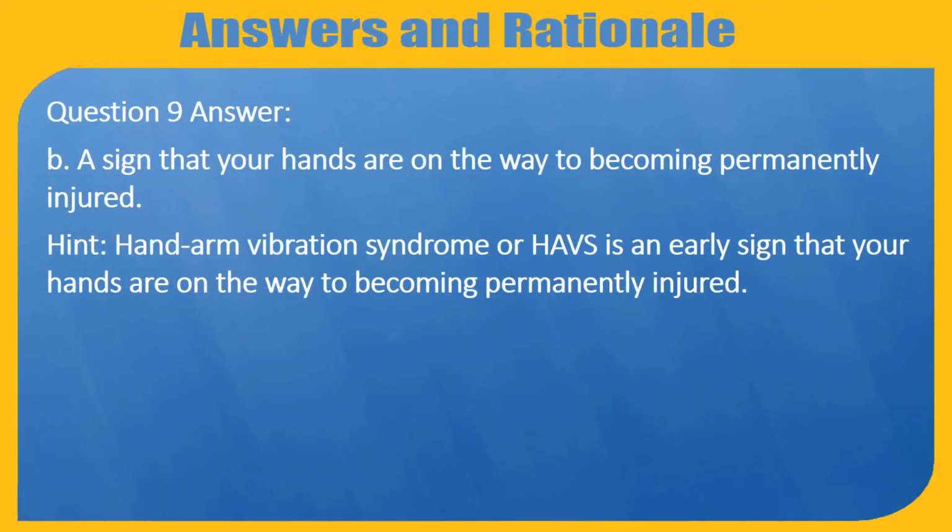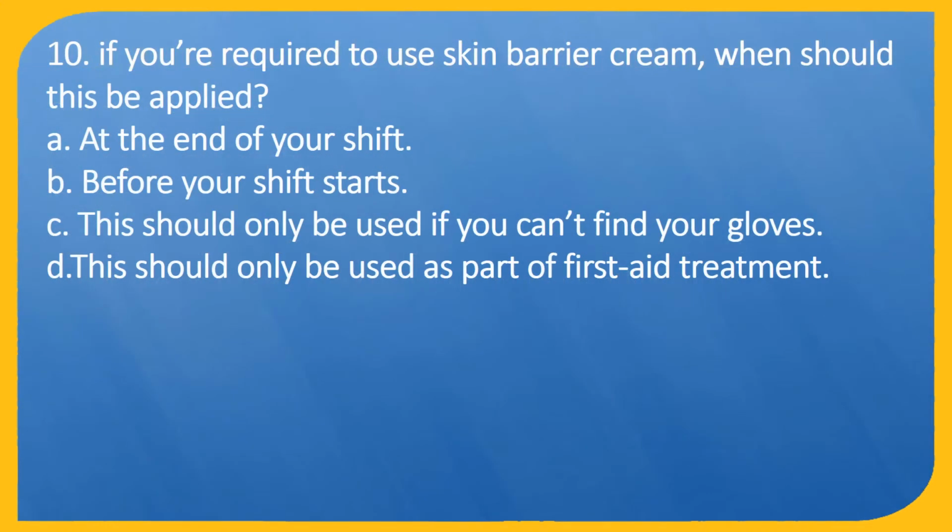Question 9. Answer: B. A sign that your hands are on the way to becoming permanently injured. Hint: hand-arm vibration syndrome, or HAVS, is an early sign that your hands are on the way to becoming permanently injured.